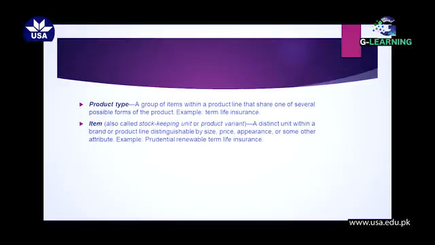Then there's a product type, a group of items within a product line that share one of several possible forms of the product. Example, term life insurance. Item, also called stock keeping unit or product variant, a distinct unit within a brand or product line, distinguishable by size, appearance, price or some other attributes. For example, Prudential Renewable Term Life Insurance.